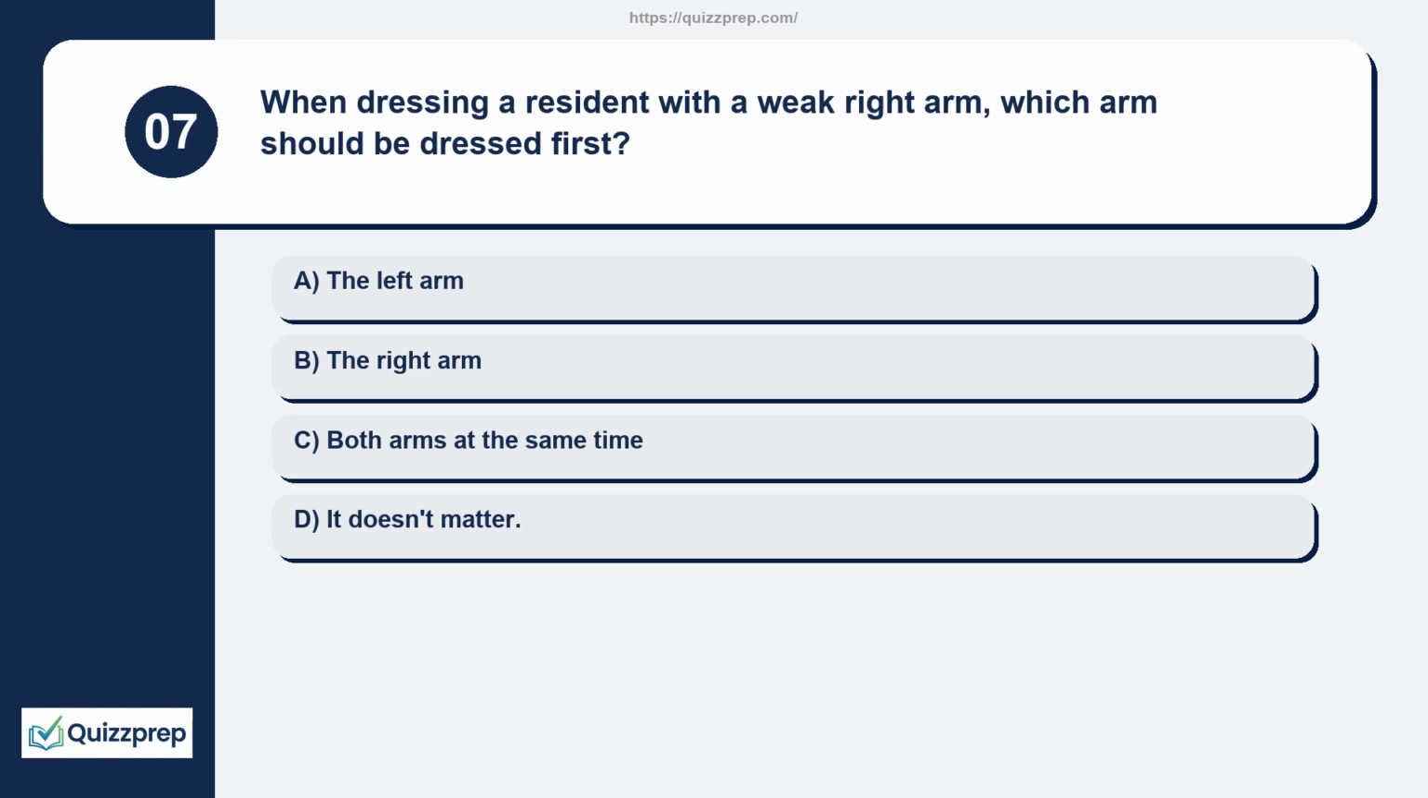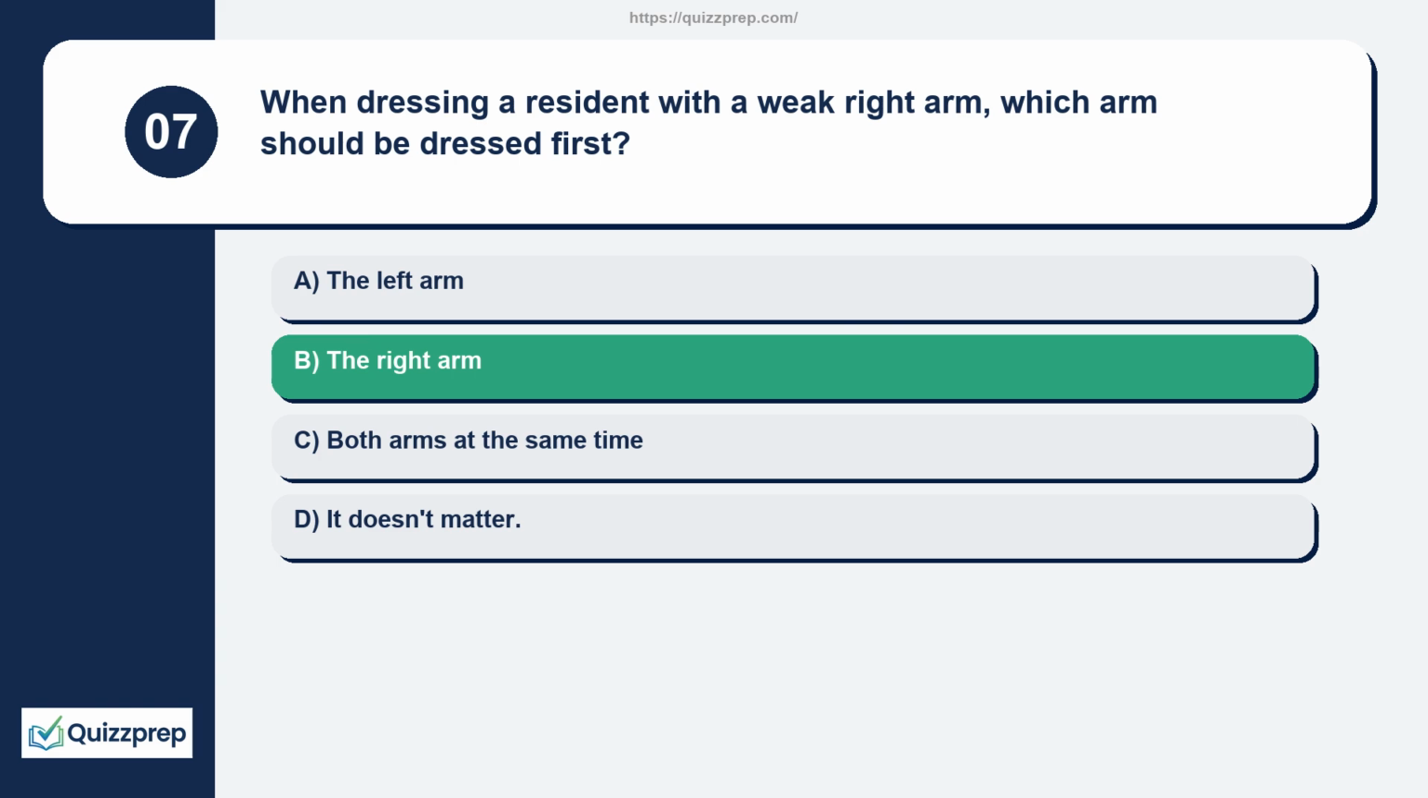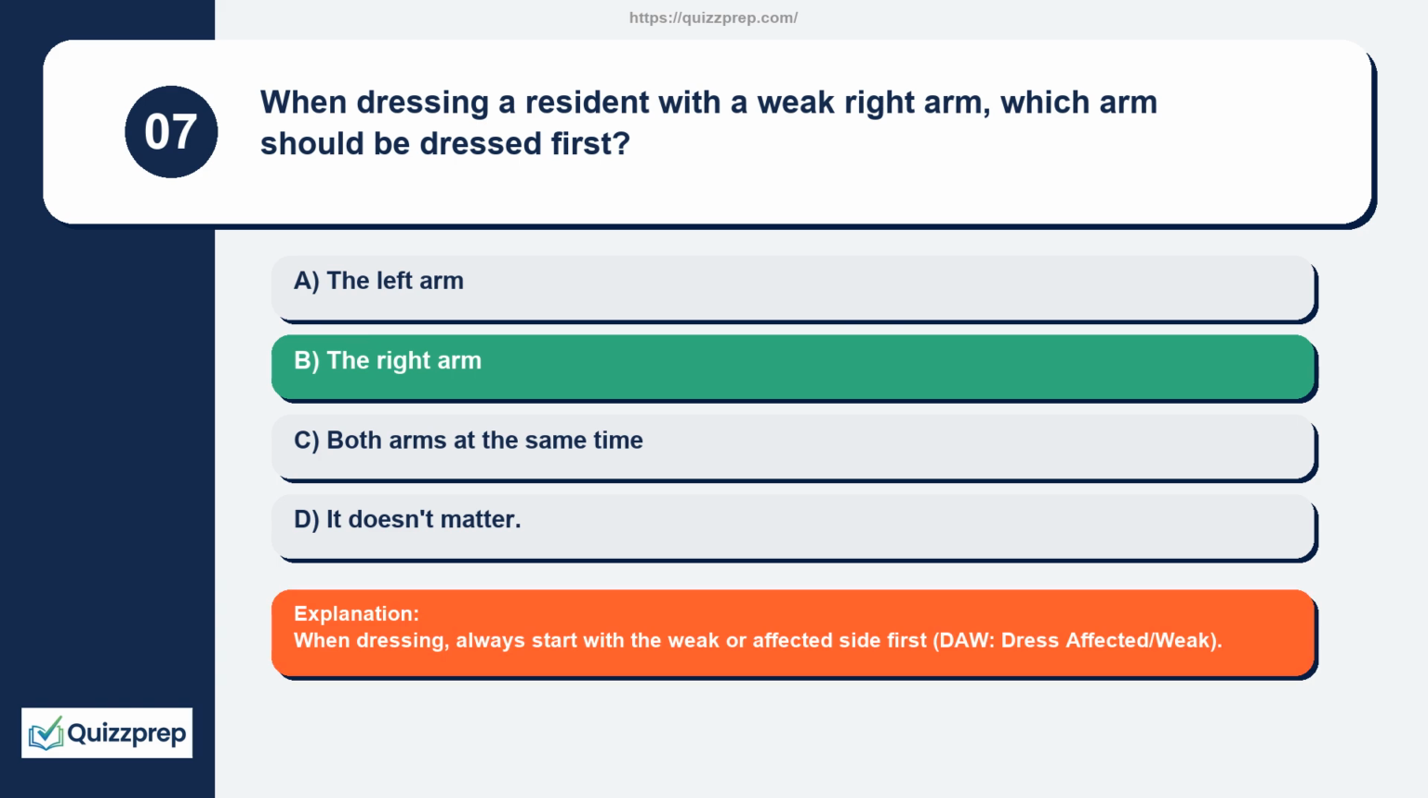Question 7. When dressing a resident with a weak right arm, which arm should be dressed first? The left arm, the right arm, both arms at the same time. It doesn't matter. When dressing, always start with the weak or affected side first. Dress affected, weak.